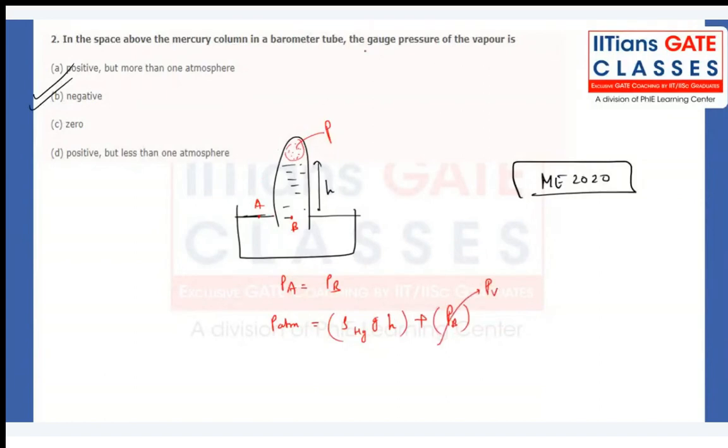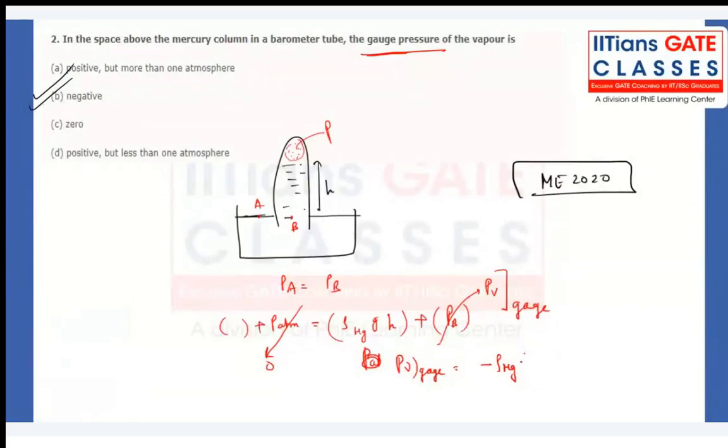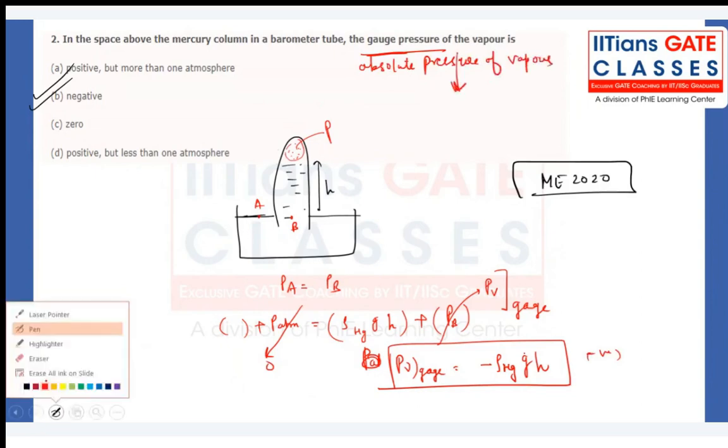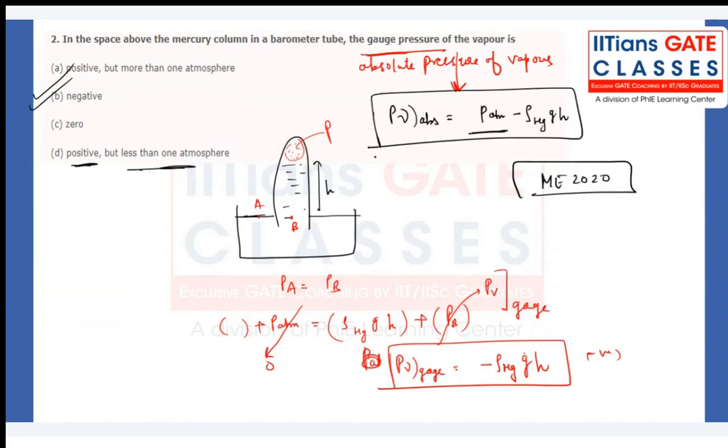They are asking the gauge pressure. Whatever the term is there, I need to take it as zero. I should not add the P atm. You only tell me whether that PB gauge pressure value you are getting is negative or not. You are getting negative. But if I ask the same question, what is the absolute pressure of vapor, then what will you write, my dear friend? What is the absolute pressure? Positive, but less than 1 atm, because PB absolute will be P atm minus rho of mercury g into h. It is a positive value, but less than P atm. So D will be correct. Right?